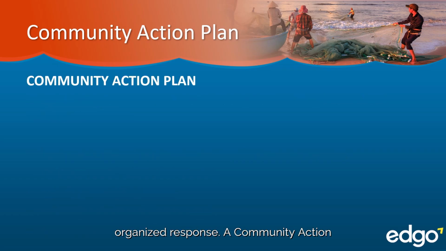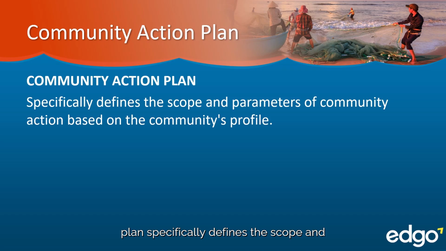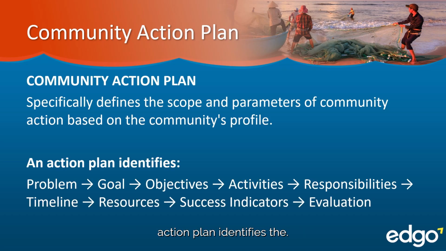A community action plan specifically defines the scope and parameters of community action based on the community's profile. A practical action plan identifies the problem, goal, objectives, activities, responsibilities, timeline, resources, success indicators, and evaluation. Notice that this is more than simply listing activities. A good plan connects the problem to the desired result and identifies who will do what, when it will happen, what is needed, and how we will know whether it worked.